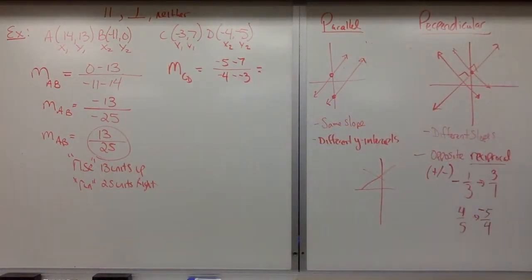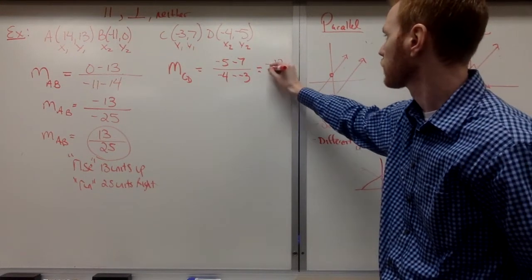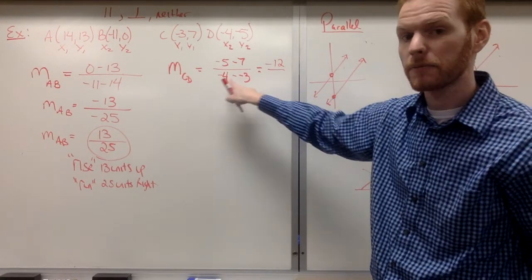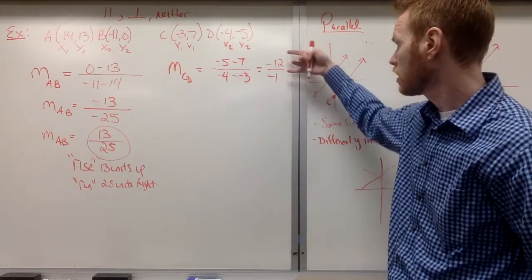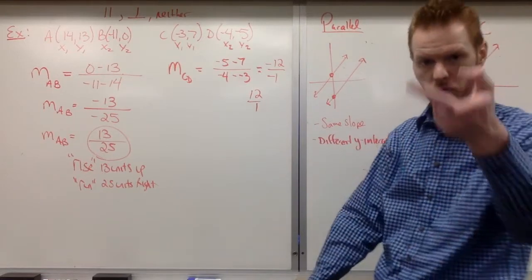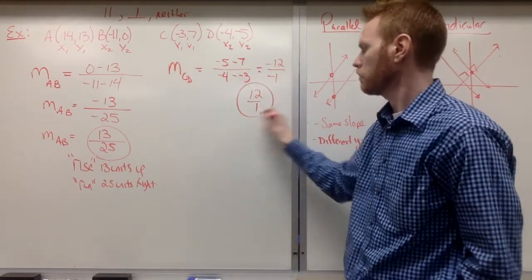Just like that. In the numerator, we have negative 12. I'm subtracting a negative, which is like we're adding, right? Negative 4 plus 3, which gives me a negative 1. I could simplify that. It becomes 12 over 1. The two negatives cancel out, makes it a positive. And this will be my slope.